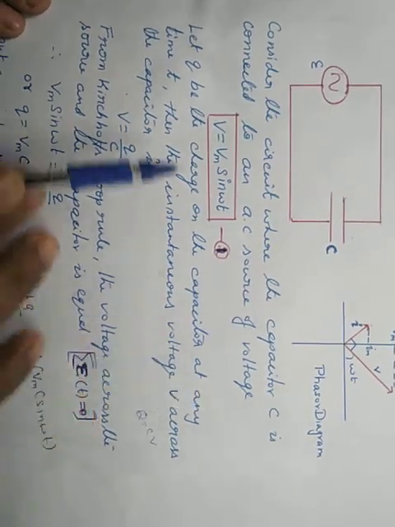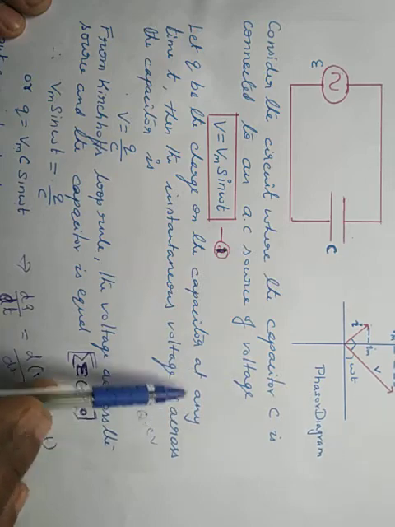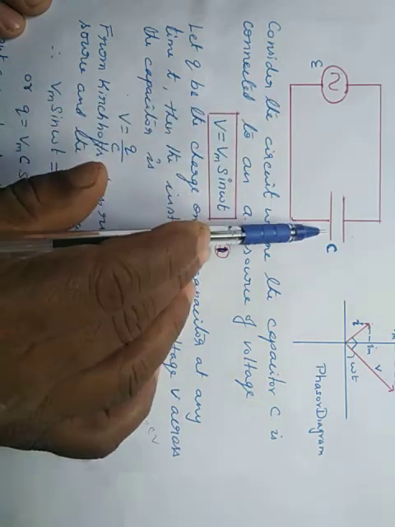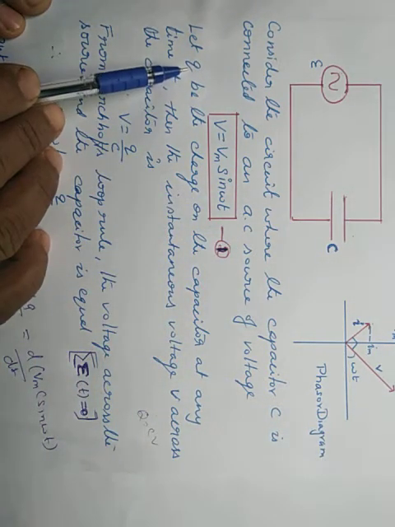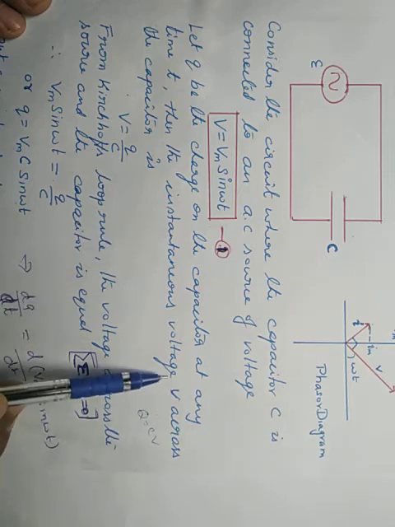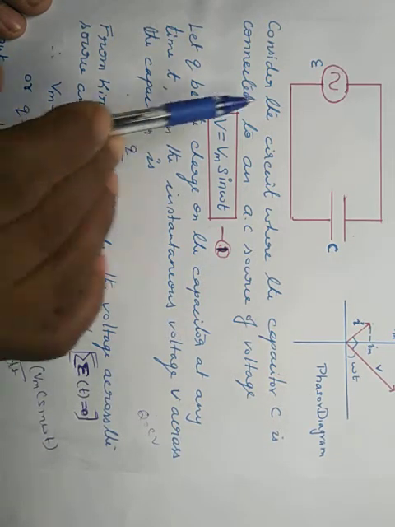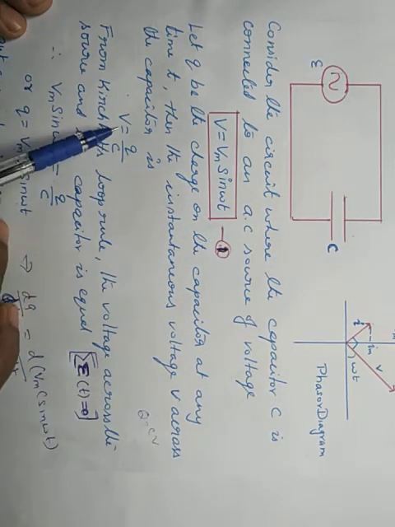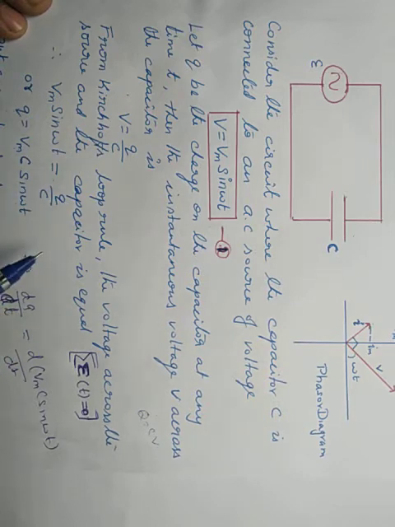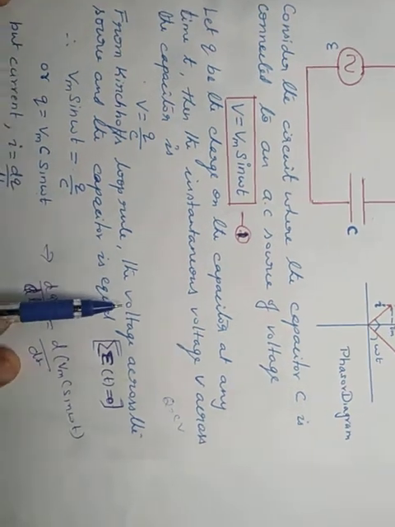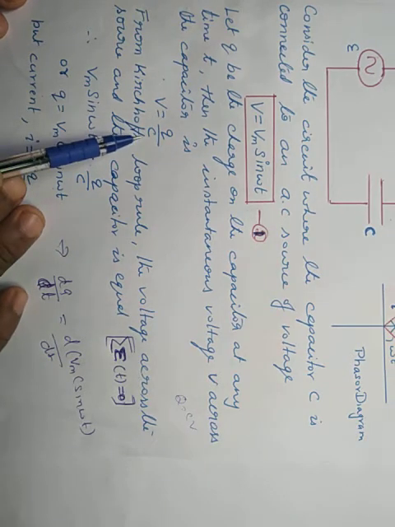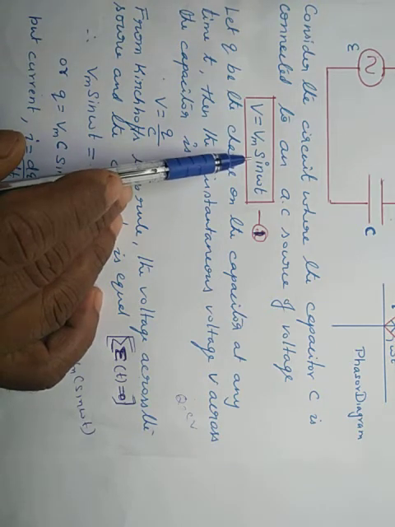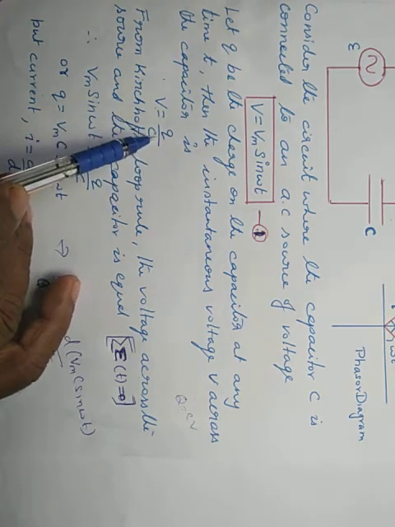So, let Q be the charge on the capacitor at any time t. When the capacitor gets charged, the charge that flows into it is Q at any time t. Then the instantaneous voltage V across the capacitor develops as the charge flows. It is given by V equal to Q by C, where C is the constant, that is the capacitance. So, we got two equations. This is the voltage for the AC source, and this is the voltage developed in the capacitor.